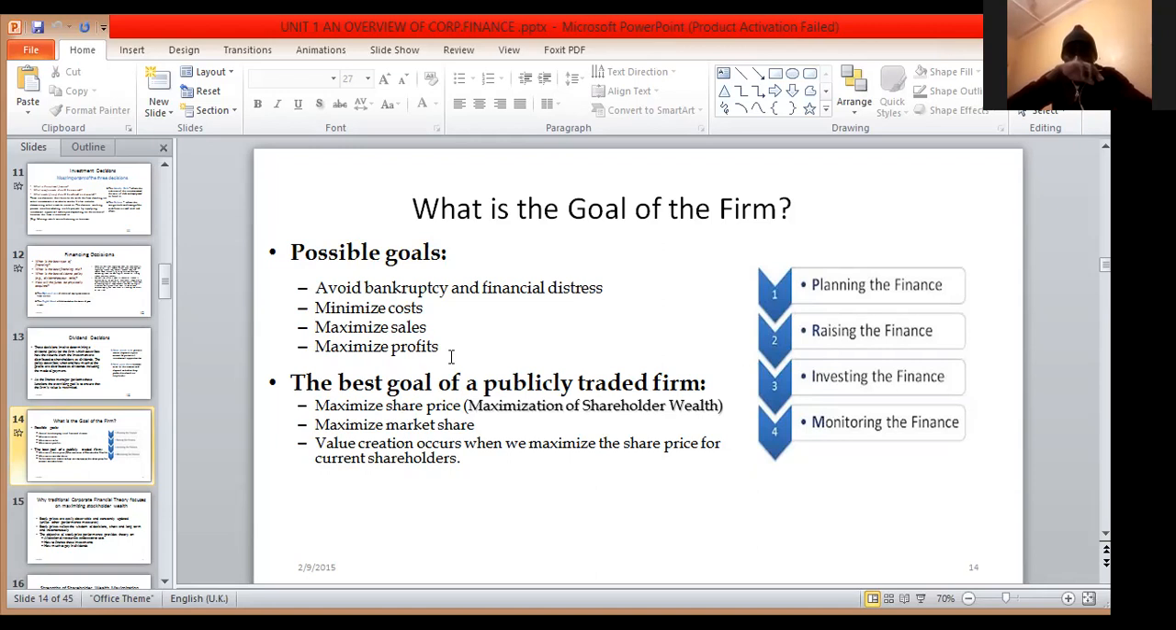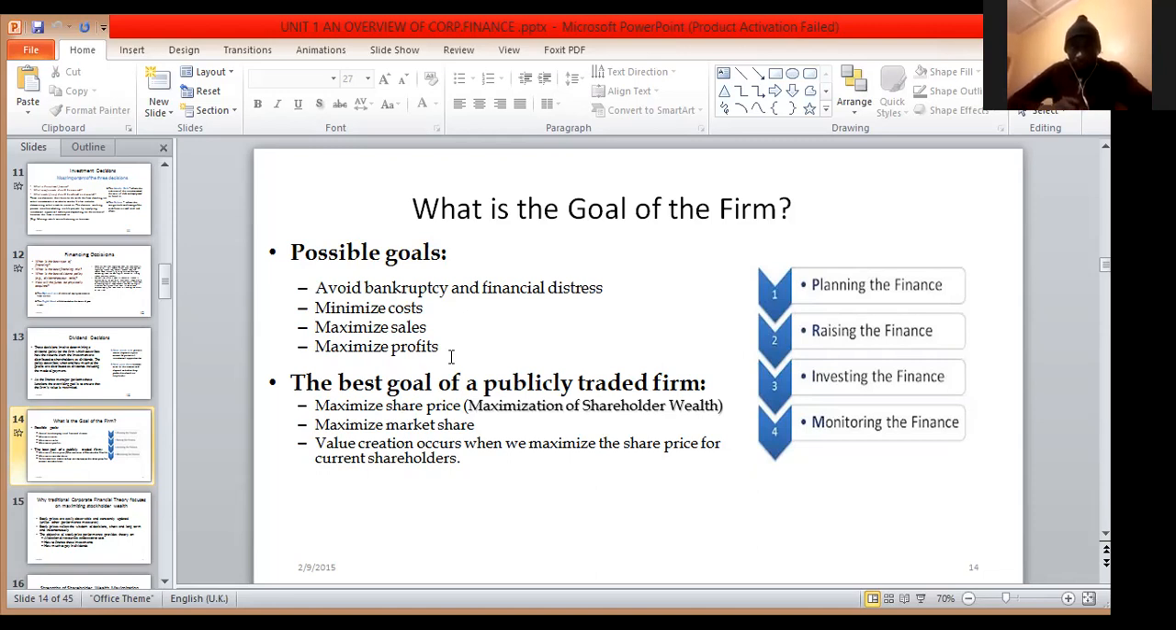The second goal of the firm is to minimize costs. Try by all means to minimize costs. You know, there's a relationship between profit and cost. So if we minimize costs, the possibility of maximizing profit is there. So it is one of the goals of a firm to minimize costs.